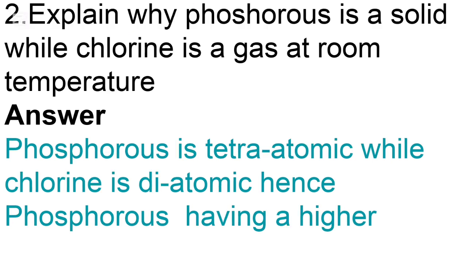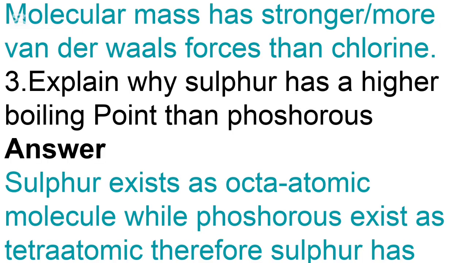Question number 2. Explain why phosphorus is a solid while chlorine is a gas at room temperature. So the answer should simply be phosphorus is tetraatomic while chlorine is diatomic. Hence, phosphorus having a higher molecular mass has stronger or more van der Waals forces than chlorine. So in these questions, we are only talking about the size of the molecular structure which contributes to the stronger the van der Waals forces. If it is bigger molecular mass, then a stronger or more van der Waals forces, and vice versa.